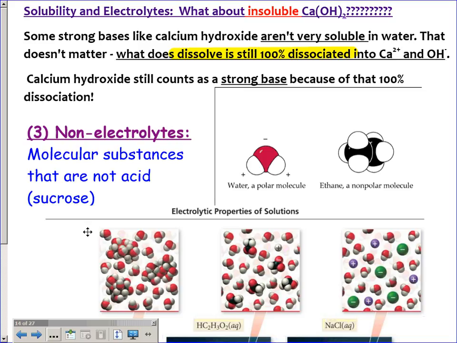So we still call calcium hydroxide a strong base because it does what? Dissociates 100%. But it's an insoluble one, meaning not all of it dissolves. So basically, if not all of it dissolves, that's fine. But all of that does dissolve, does dissociate, if that's 100%, then it's good.